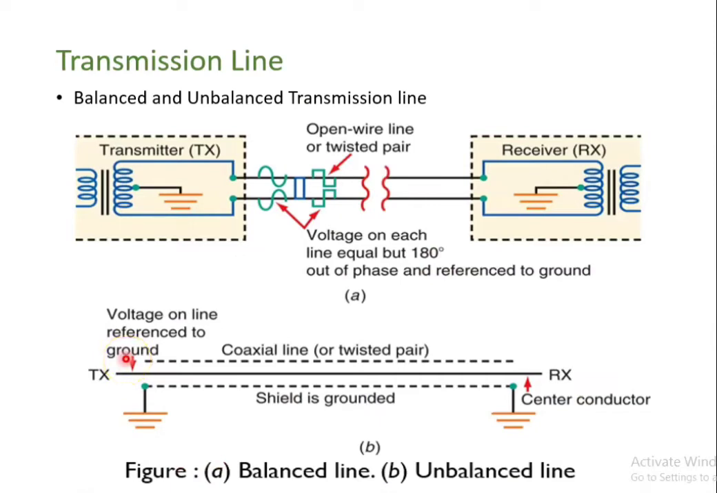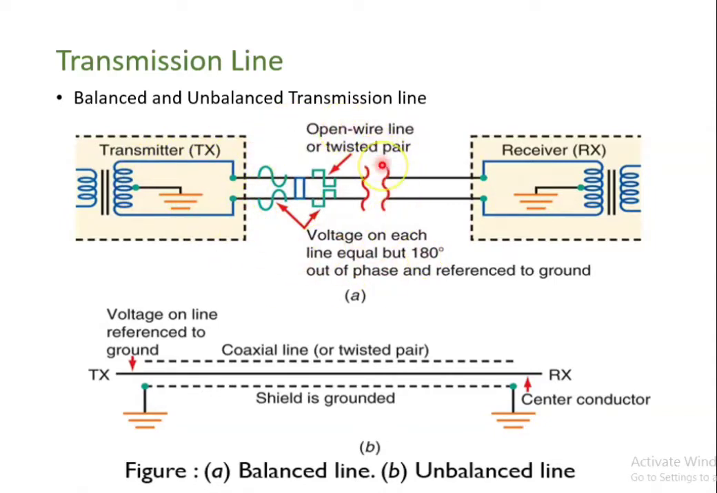Followed by, we have another type of transmission line, that is the balanced wire line and the unbalanced wire transmission line. See this diagram. This diagram is a balanced wire transmission line. We have a transmitter and receiver, both connected with two lines in parallel. We are feeding the signal: the first line has this signal, the second line this signal. These two signals are 180 degrees with respect to each other, and here the line is not connected to ground, but the signal is referenced to ground. So this is your balanced transmission line.